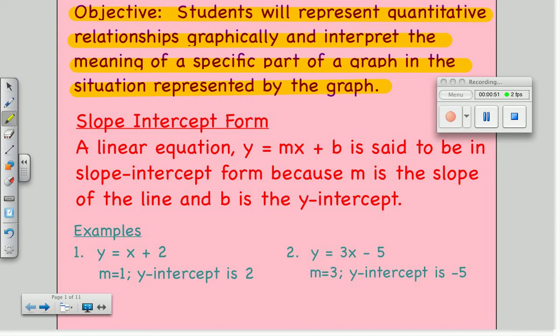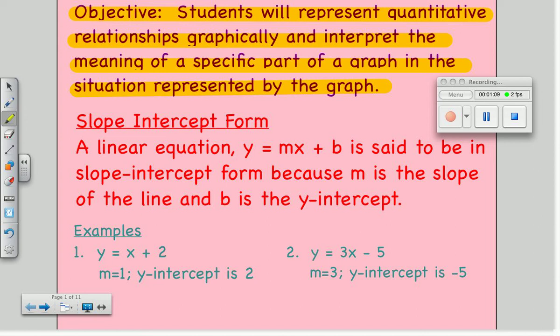Like, for instance, if you interpret the slope, what does that mean? Well, we talked about today that an upward slope means that the slope is increasing. A downward slope means that it's decreasing. So that's what it means by interpreting the meaning of a graph. You interpret parts of it, okay?